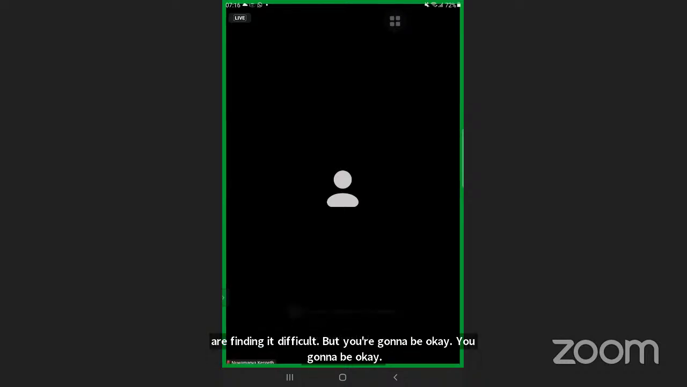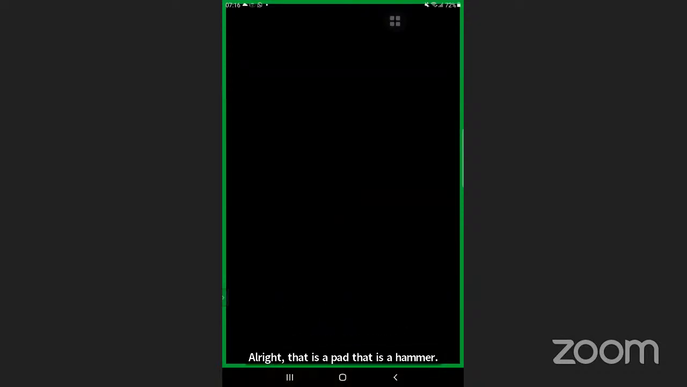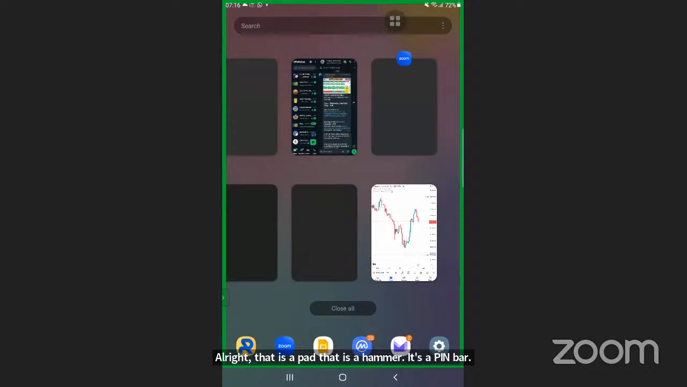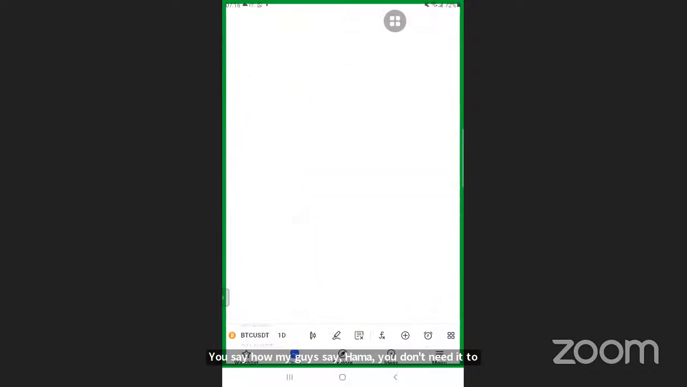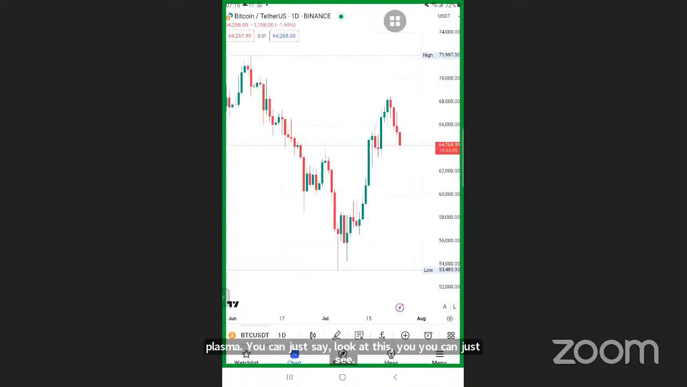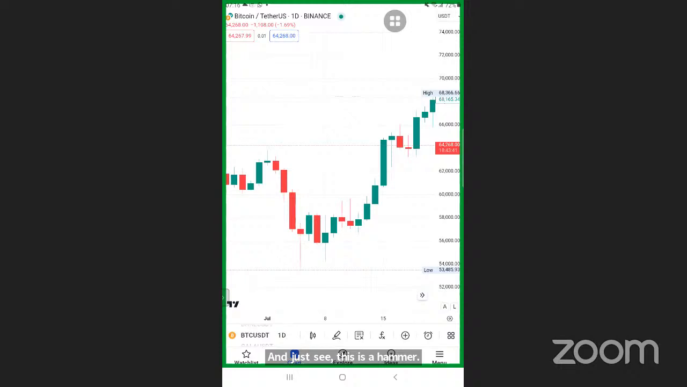All right. That is a pin bar. That is a hammer. It's a pin bar, it's a hammer, guys. You don't need to sweat. You can just see, look at this. This is a hammer.